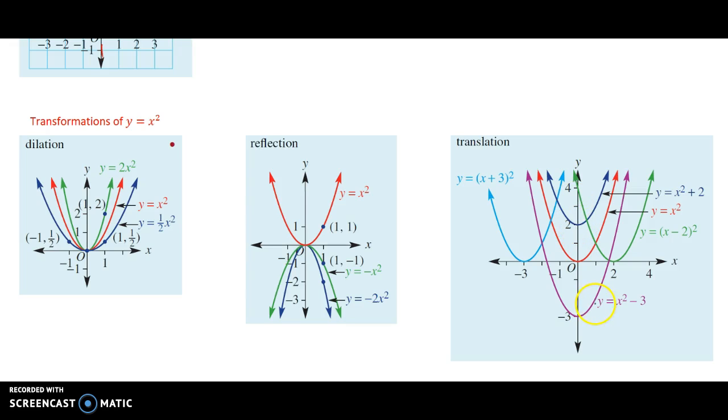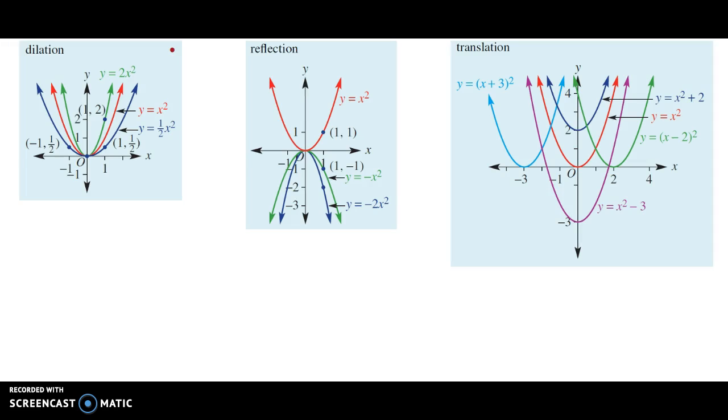Likewise, with this purple parabola here, y equals x squared minus 3, the impact of that negative 3 is that it's just shifted our basic parabola down 3 units. Notice it hasn't reflected it at all. The x squared is still positive, so it's still going to be a minimum turning point. It's just moved it down 3 units. So that's the translation along the y-axis.